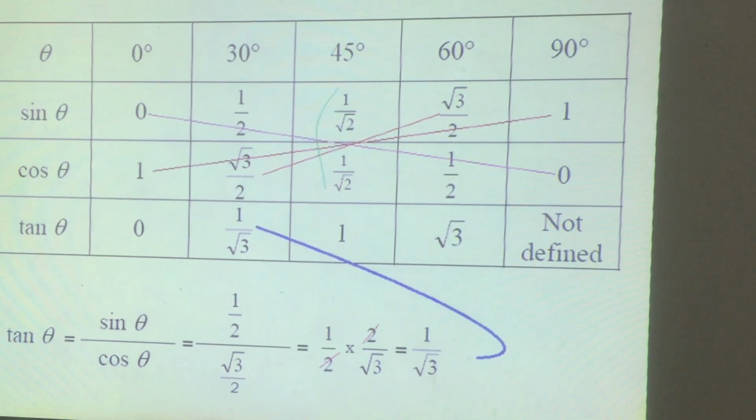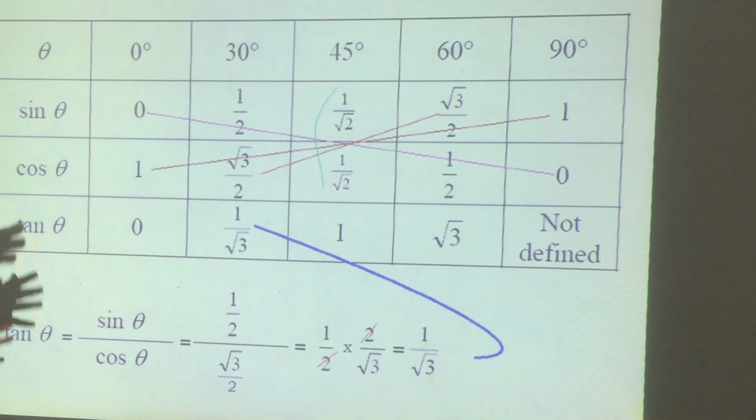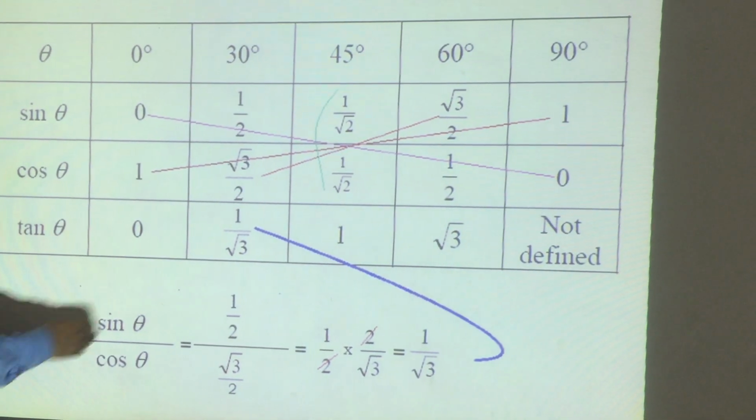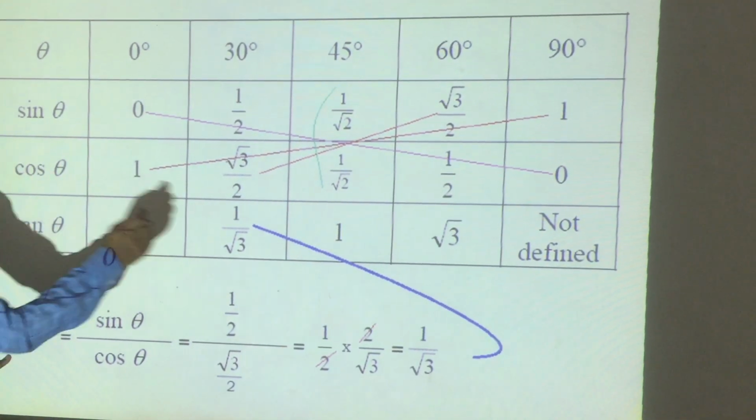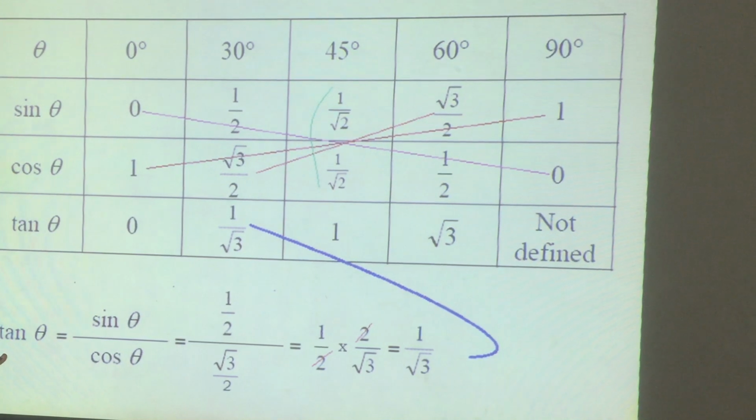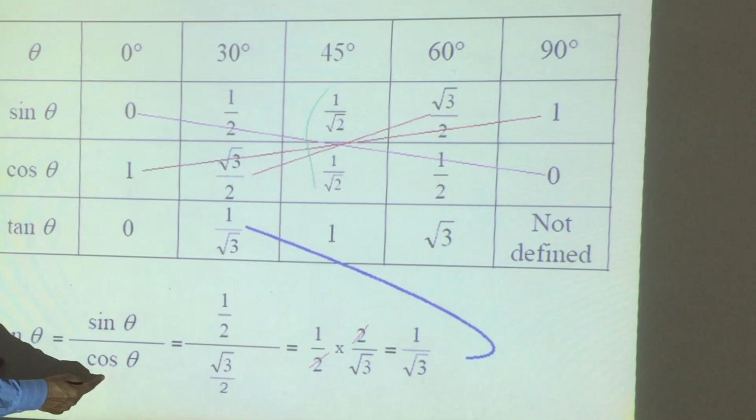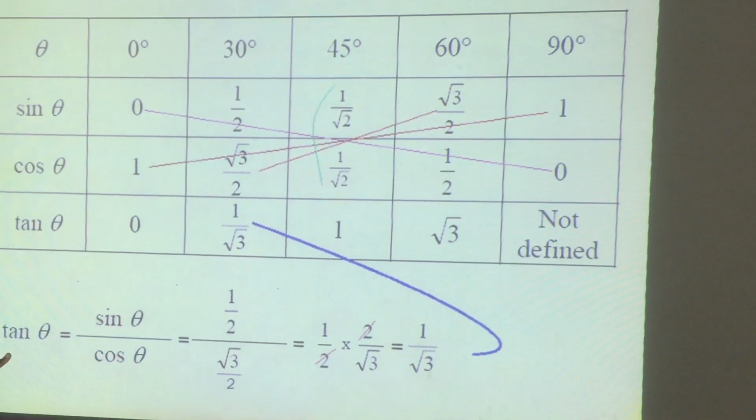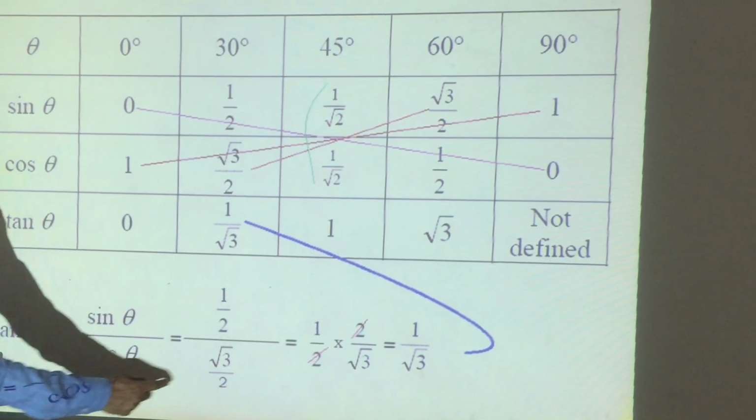Sine theta or cos theta. Students, we are trying to calculate the value of tangent 30 here. Tangent 30 value here, how will this come here? So by sine theta divided by cos theta, tangent 30: sine 30 is 1 by 2, cos 30 is square root 3 by 2.